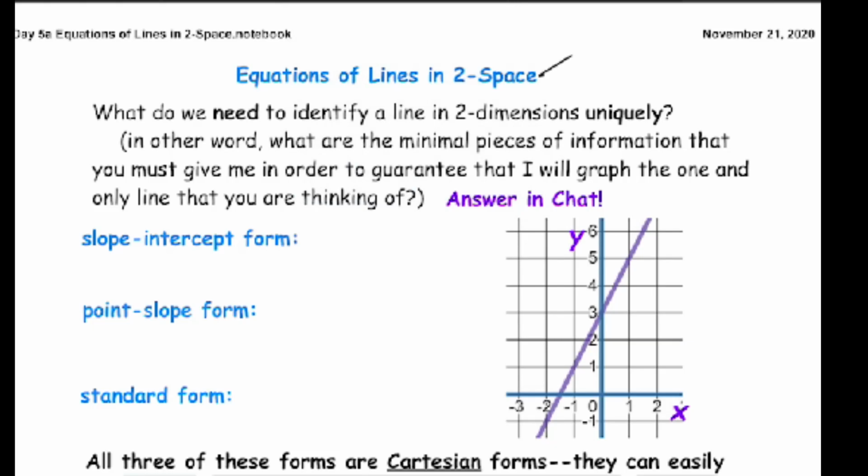So just a couple notes here. Two space means you're working in two dimensions. Or, in other words, we're working in R2. And uniquely, that keyword uni, so one of a kind. So there's only one way of doing it. We're not going to mix it up with anything else.